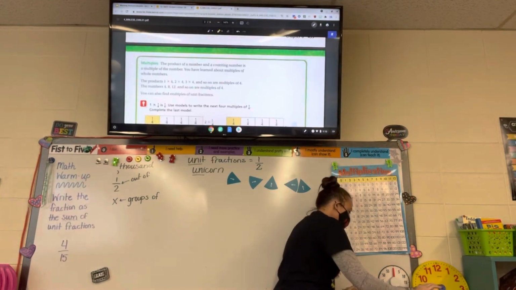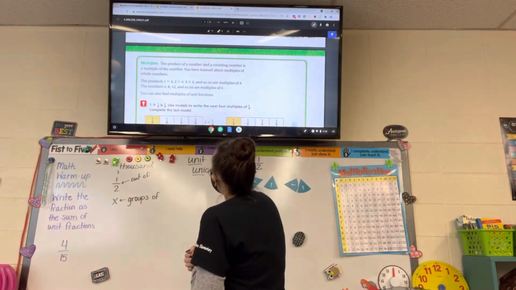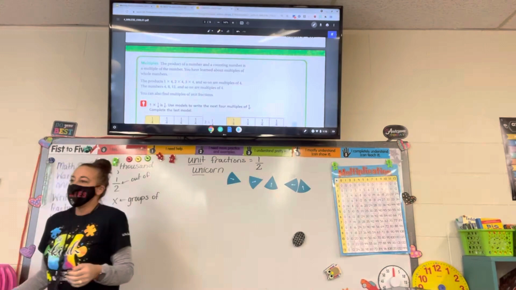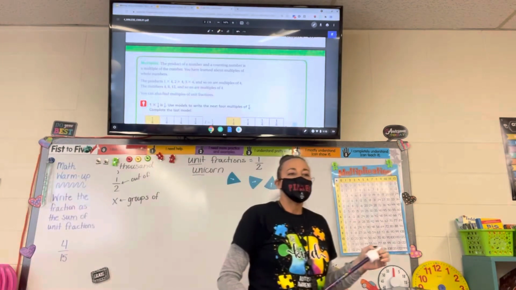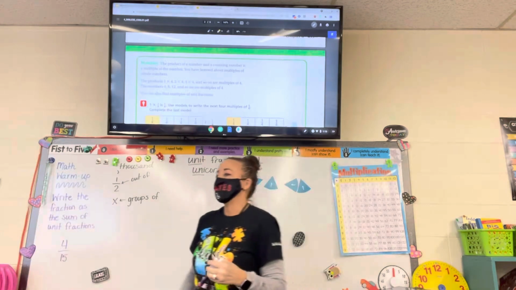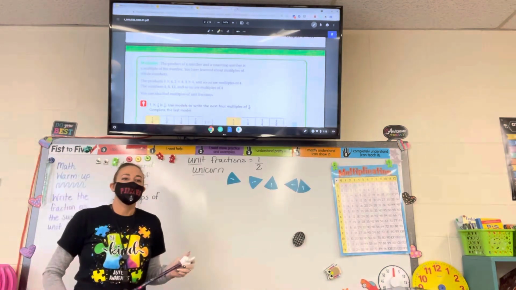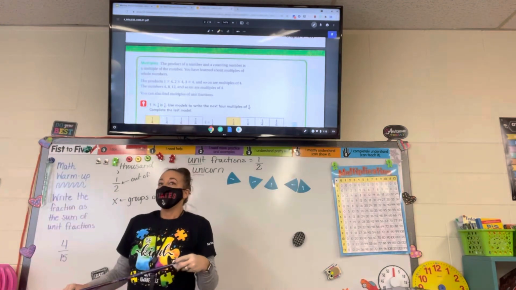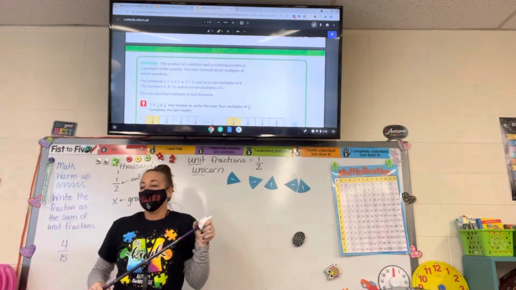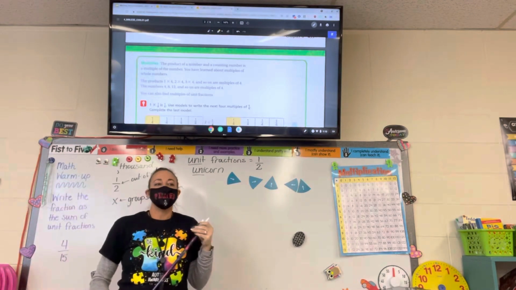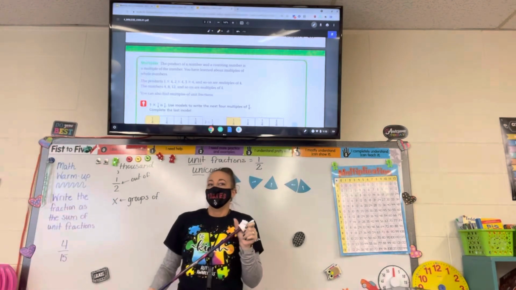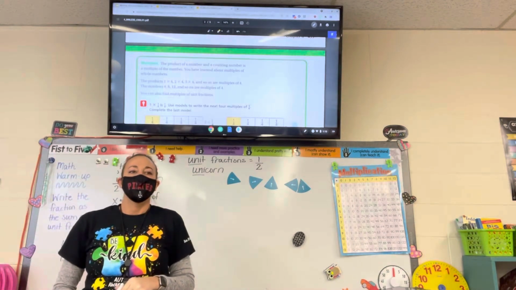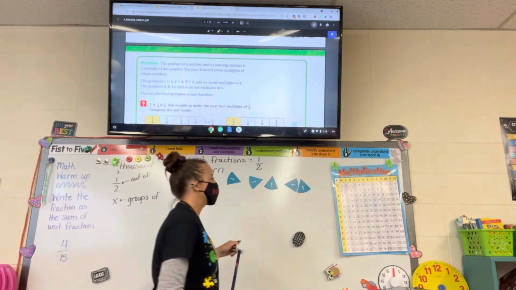Turn to the next page. It says the product of a number and a counting number is a multiple of the number. You guys know what multiples are, right? So, where do you find multiples? Shelby? On the multiplication table. That's one place to find them, right? And list for me the first 5 multiples of 5. 5, 10, 15, 20, and 25. Very good. Owen, give yourself a point.